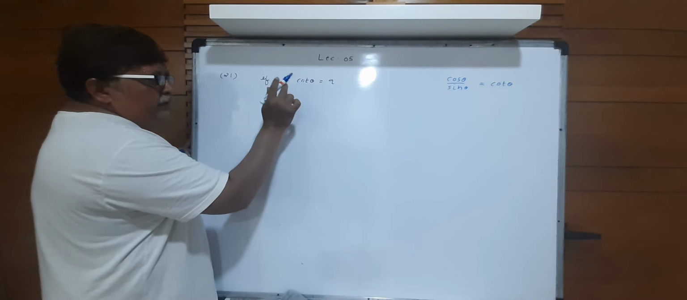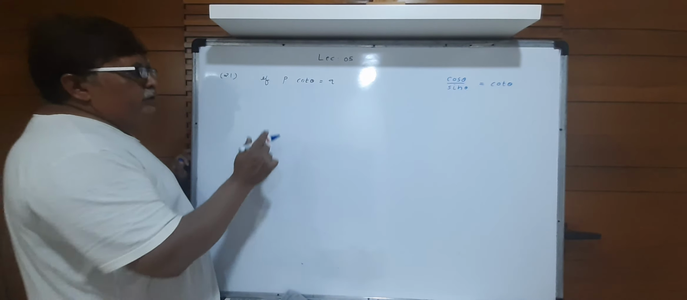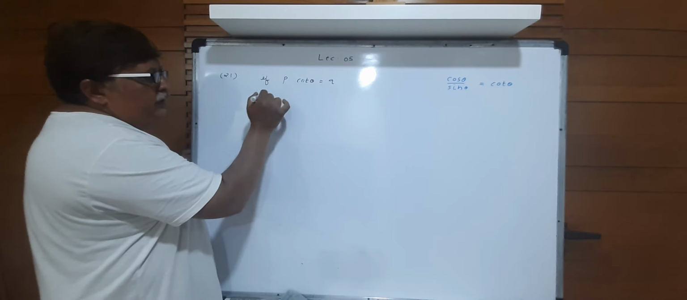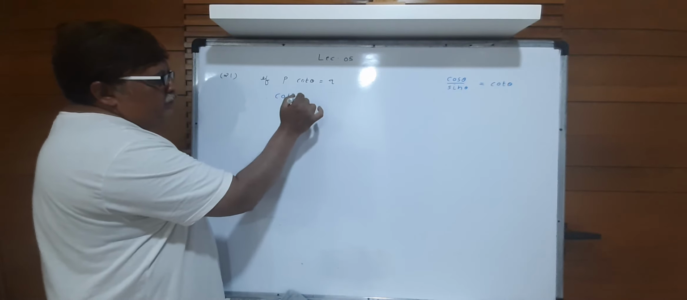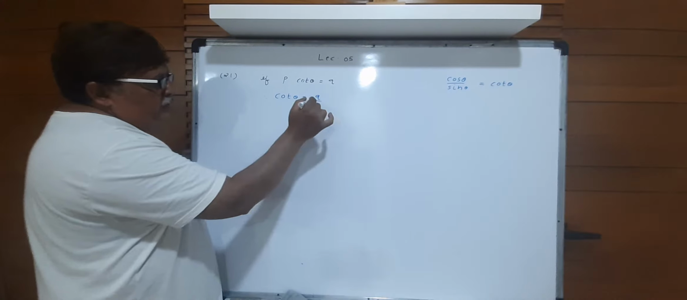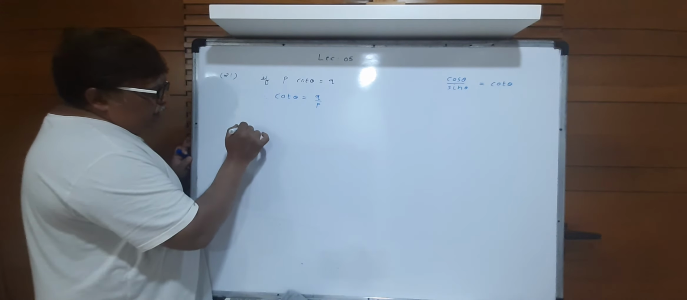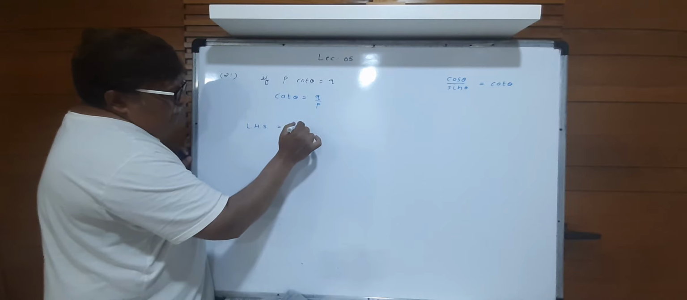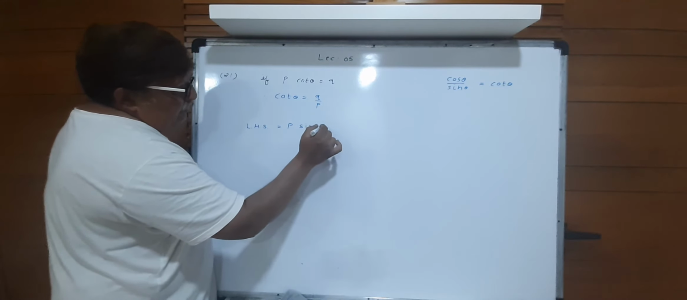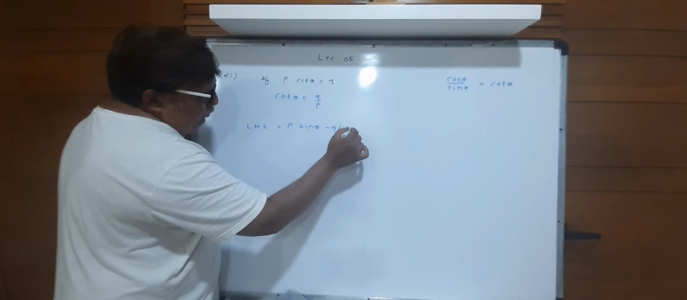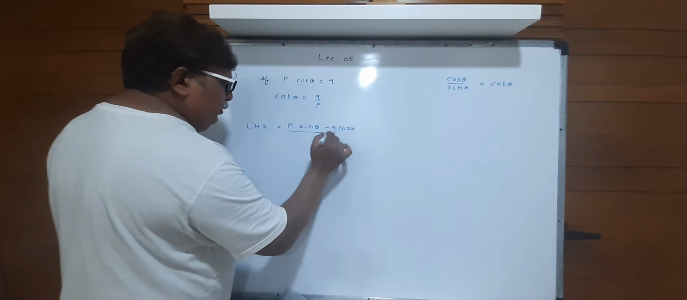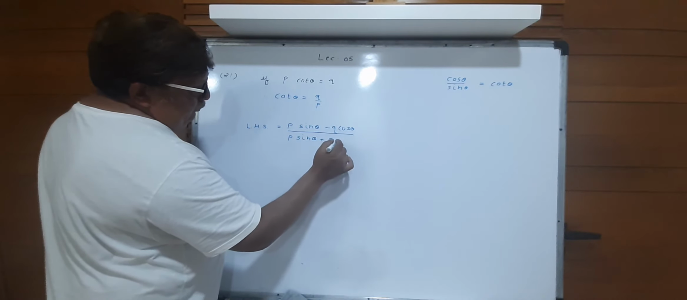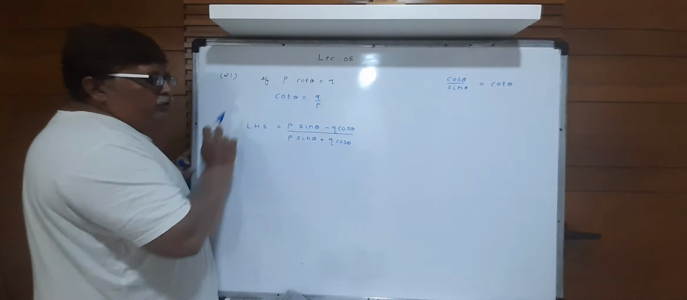Again, dear student, first, what is given? P cot theta equal to Q has been given. If I just want to take the value of cot, can I transfer P here? So what do I get? Tell me. Cot theta equals Q upon P. Is it clear in your mind? Now LHS. What is LHS? P sin theta minus Q cos theta upon P sin theta plus Q cos theta. I have the value of cot theta.